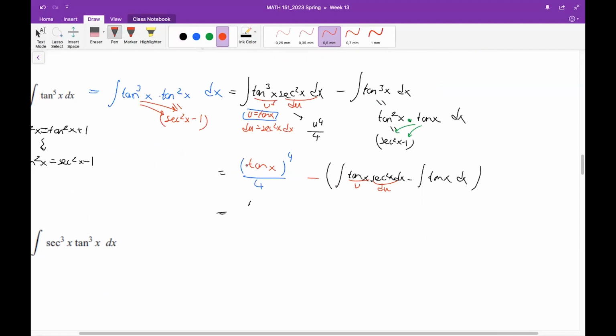Let me write from the beginning. Tangent x to the power 4 divided by 4 minus, this is u squared over 2, where u is again tangent x, minus, what about the integral of tangent x? So you know tangent x is sine x over cosine x dx. You need to use a very quick substitution again. If you choose cosine x as your u, sine x dx is minus du. So this integral is minus du over u.